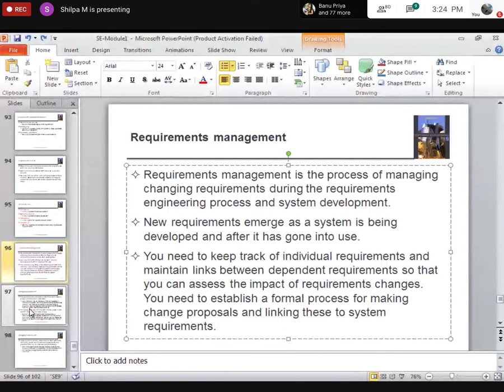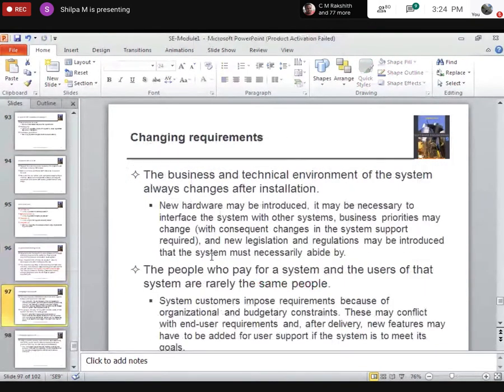So that is the reason once the new things come, you have to check whether it will impact the existing, or what impact it may cause. Only then you have to do the changes in the requirement. Simply blindly you cannot change the requirements.